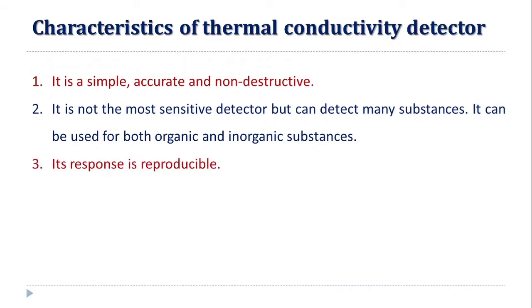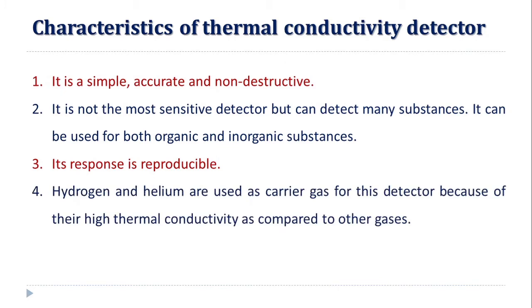Its response is reproducible, so precision in this case is very high. Its response for a particular component is reproducible. Hydrogen and helium are used as the carrier gas for this detector because of their high thermal conductivity as compared to other gases. So if thermal conductivity is used as a detector, then you have to use hydrogen or helium as the carrier gas, because these gases have high thermal conductivity and high efficiency, so that the efficiency of the thermal conductivity detector will be high.